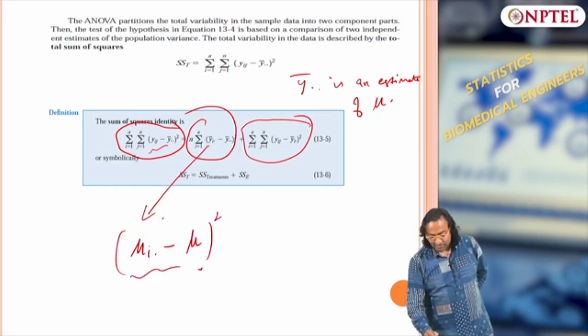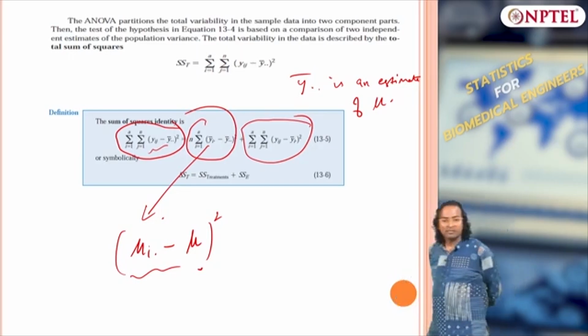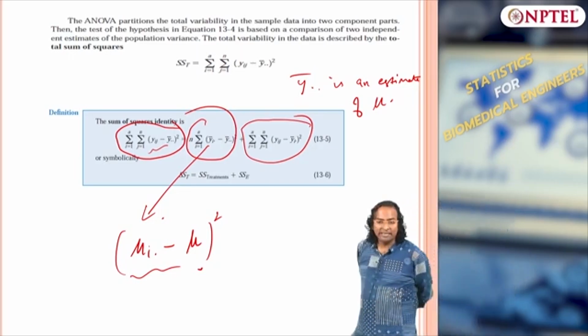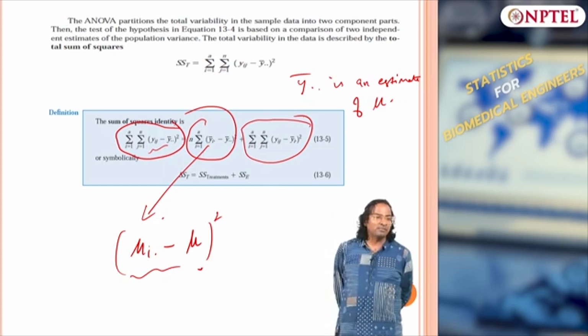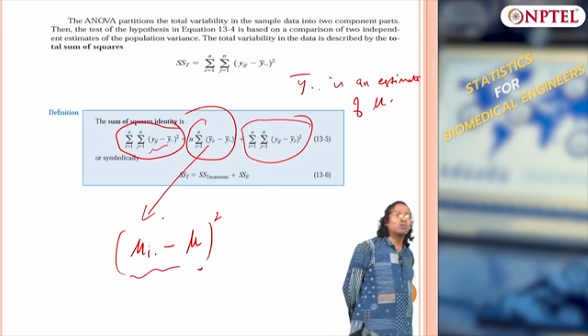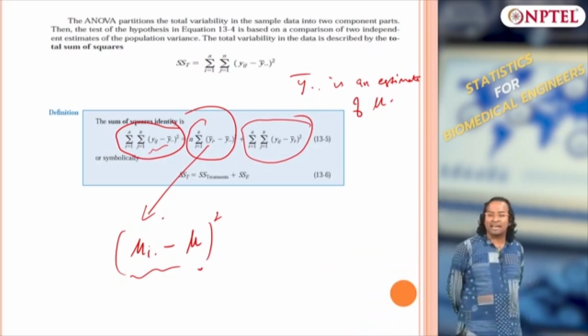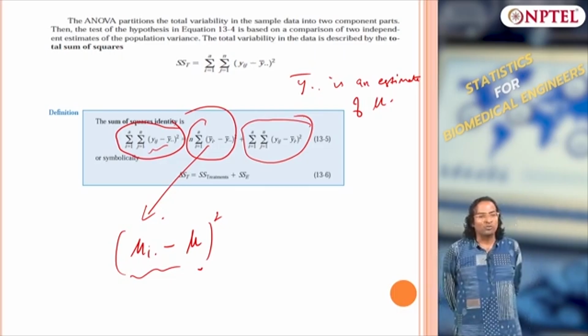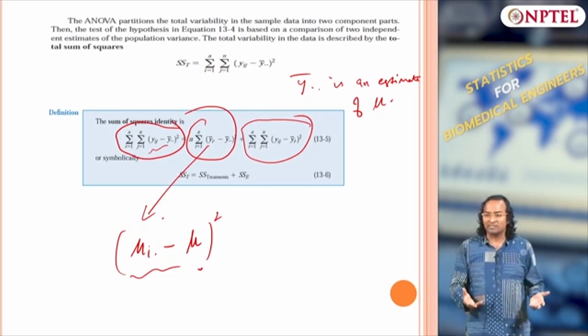What is this quantity? Ith treatment mean minus grand mean squared. So, what is this? This is the variation due to treatments. The ith treatment minus the grand mean, when I square it, gives me the variation due to treatments, right.